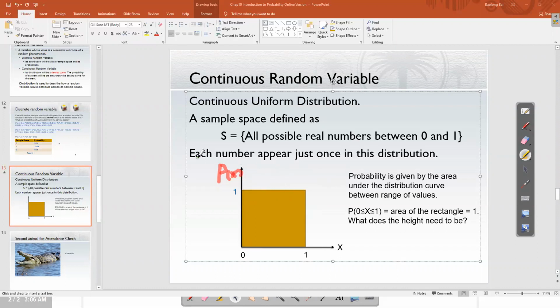In this case, we have a condition. Every number appears just once, right? What does it indicate? That means every number has the same chance to occur. So since y is probability, that means we need to have a flat line, right? So every number has the same probability, right?